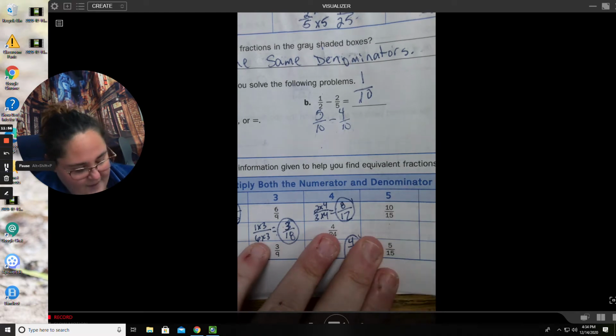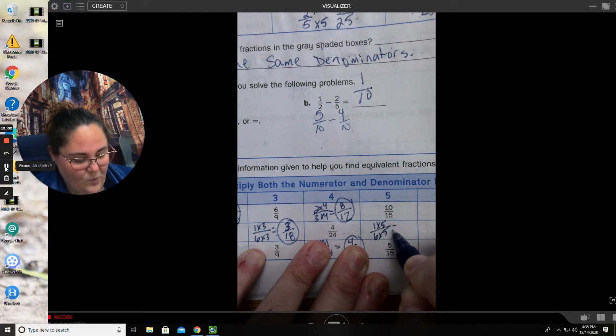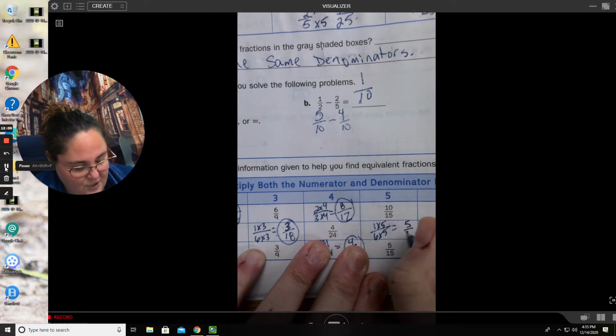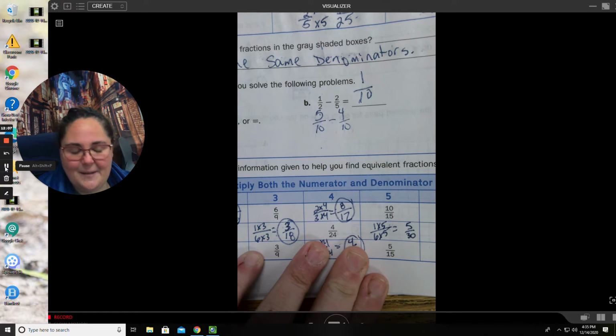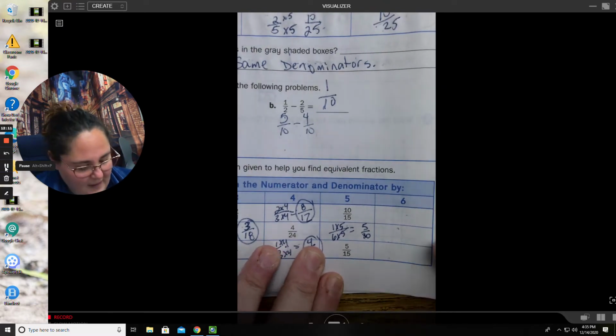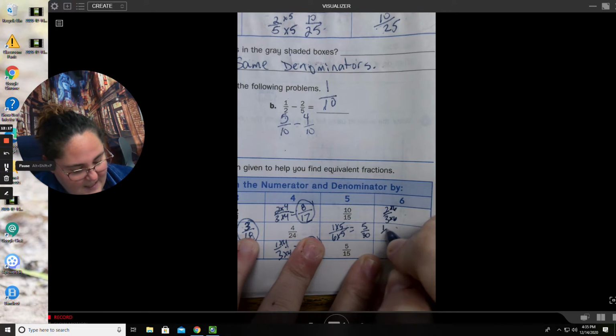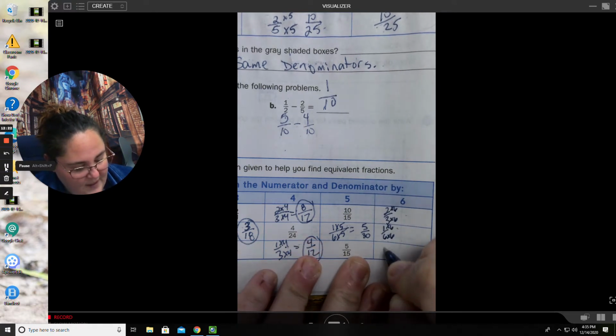Multiplying it by 5. So 1 times 5 and 6 times 5. Let's see. 1 times 5 is 5. 6 times 5 is 30. That's what you should have had. And finally, 2/3 times 6. 1/6 times 6. And 1/3 times 6.